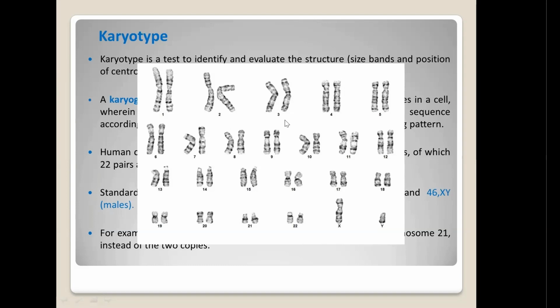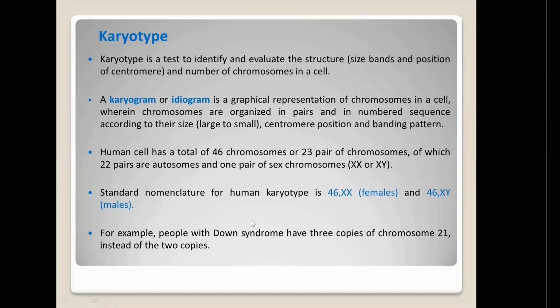Most of us know humans have 46 chromosomes, or 23 pairs of chromosomes. Out of them, 22 are autosomes and one pair is the sex chromosomes, that could be XX or XY. So, the standard nomenclature for human karyotype is 46XX for females and 46XY for males. By karyotyping, we detect if there is any deviation from this standard nomenclature, meaning any change in structure or number of chromosomes.